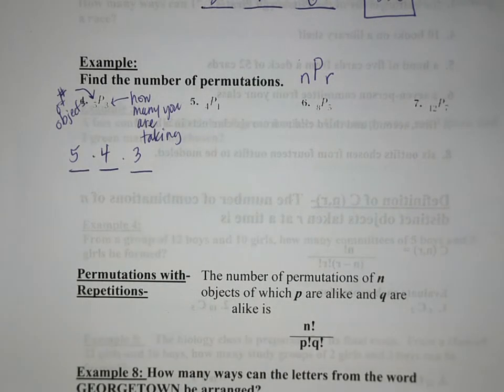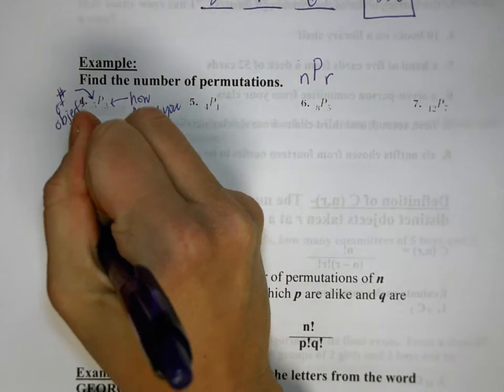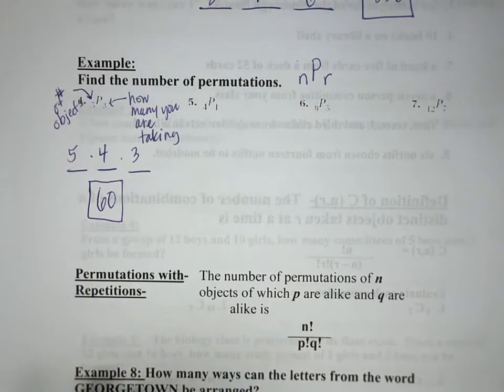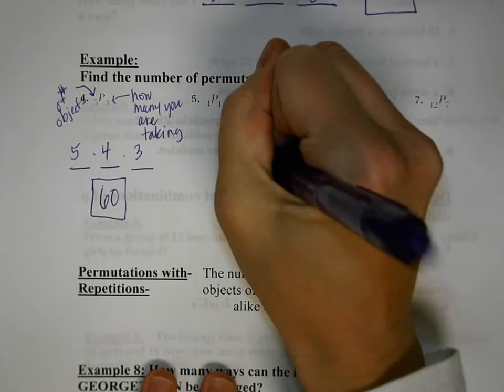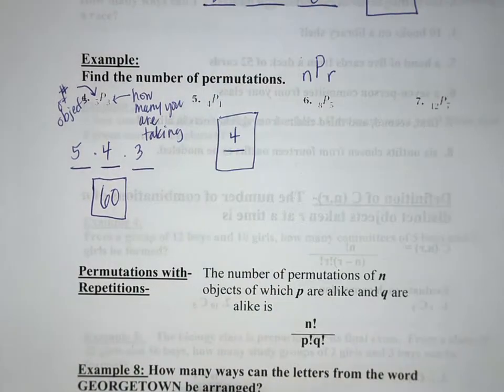So the answer for this one, 5 times 4 times 3 is what? 60. Okay, example 5. How many blanks will you have? 1. And what's going to go in the blank? That's your answer. There's nothing to multiply.